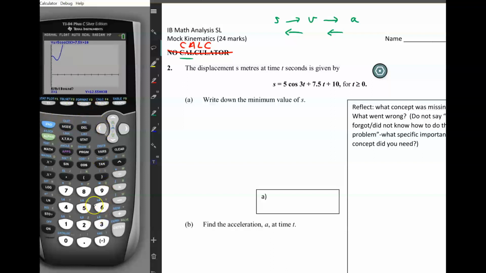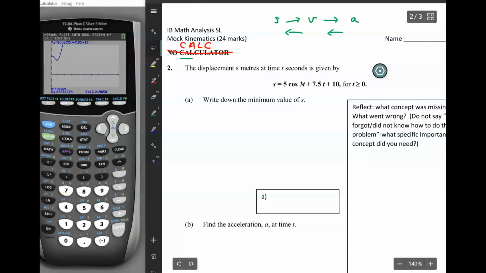Minimum, and then the left bound, I'm going to move it slightly to the left of the minimum, and then I'll hit enter, and then I move it slightly to the right. This virtual calculator is really bad with my very old touchscreen. And hit enter when it gets to guess, and it will tell us that the minimum is 0.